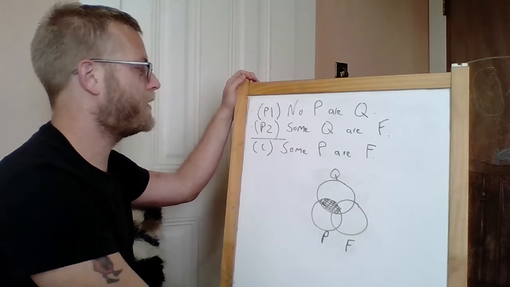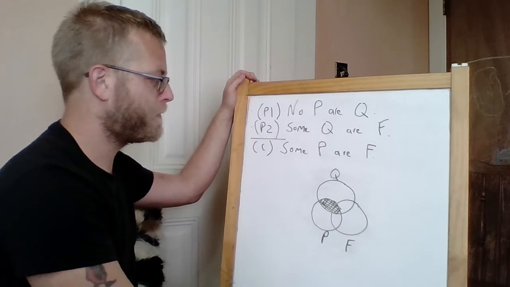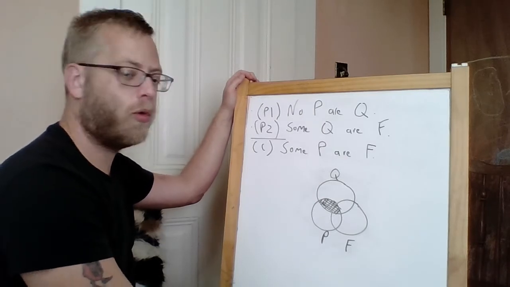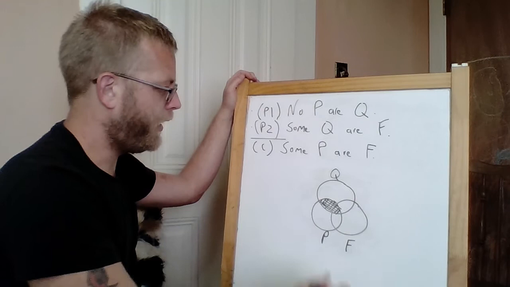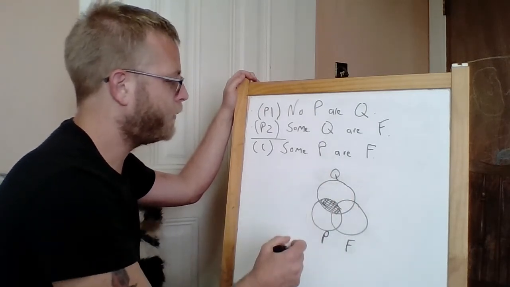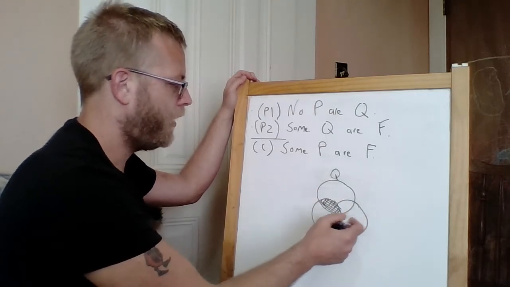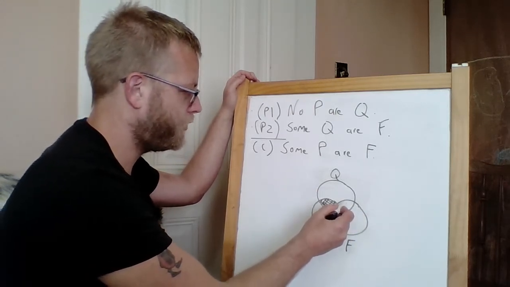Okay, now we want to say some Q are F. Some Q are F. Well, that means there's at least one member in here. There's at least one X that we can put in there, but it's also a member of the F circle. And there's only one spot to put that, which is right here.